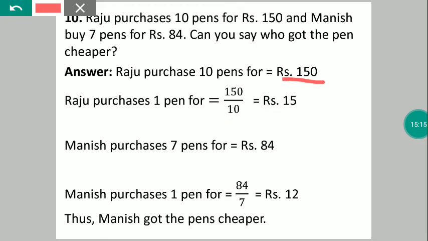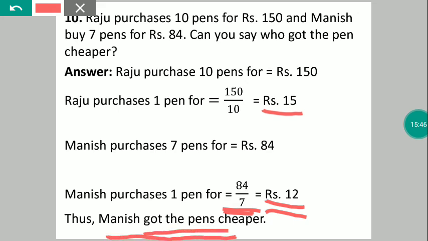Now next, Manish purchased 7 pens for rupees 84. So Manish purchased one pen for rupees 84 upon 7. Cost of 7 pens is 84, so cost of one pen is 84 upon 7, that is rupees 12. So Raju purchased one pen for rupees 15 and Manish purchased one pen for rupees 12. So who got the pen cheaper? Therefore Manish got the pens cheaper. This is question number 10.